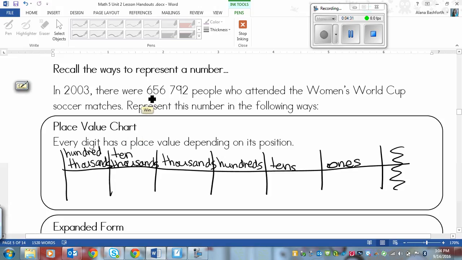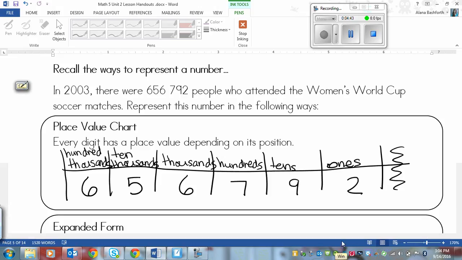So since this is 600,000, that 6 goes in the 100,000s. Then the 5 goes in the 10,000s. The 6 is 1,000. The 7 is 100. The 9 is in the tens place and the 2 is in the ones place. And that's how we represent that number in a place value chart.